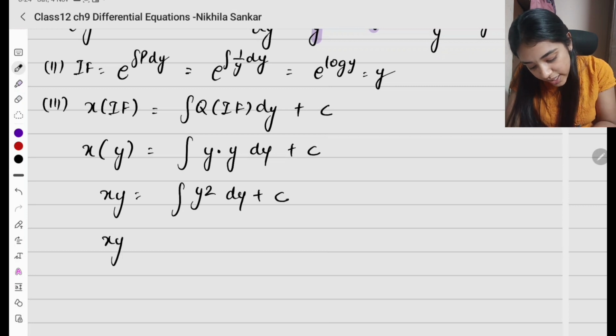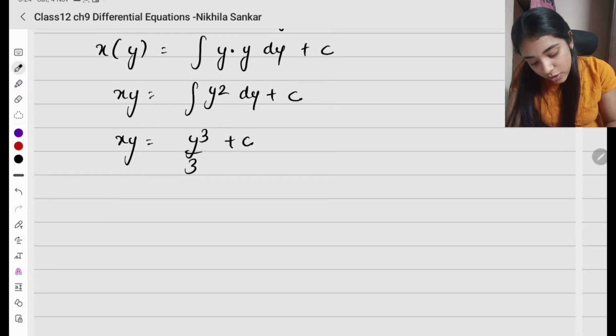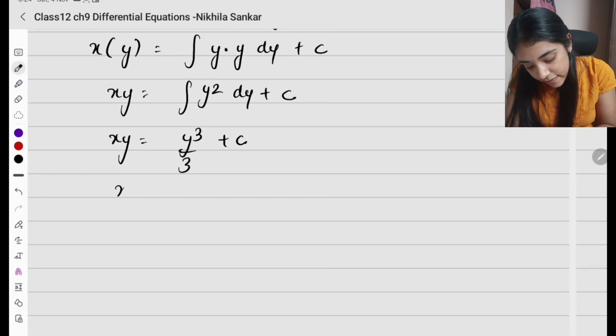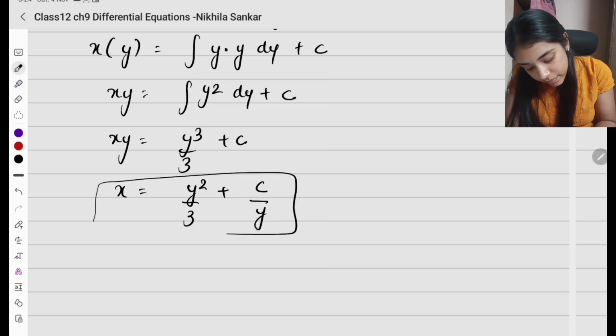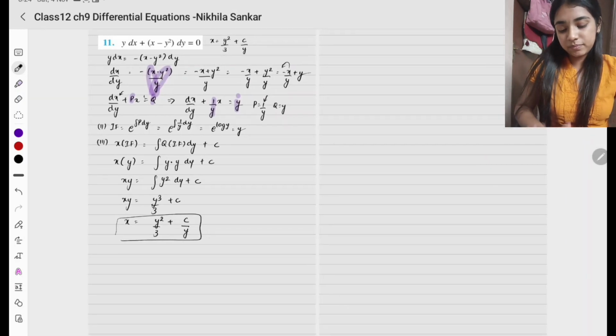What is the integration of y square? It is going to be y cube by 3 plus c. Dividing the whole equation by y, I have x equals y square divided by 3 plus c divided by y. Please copy.